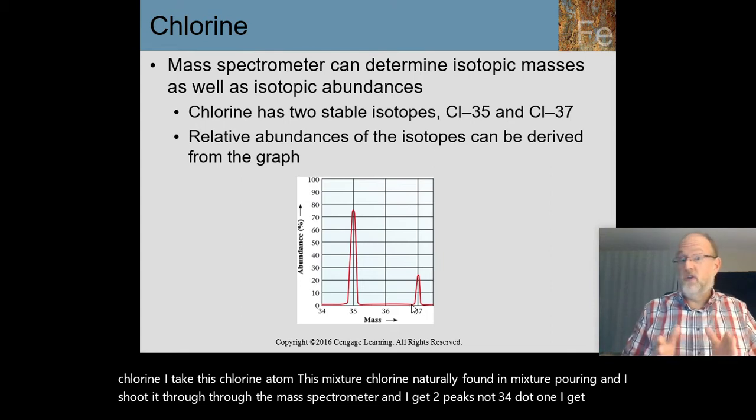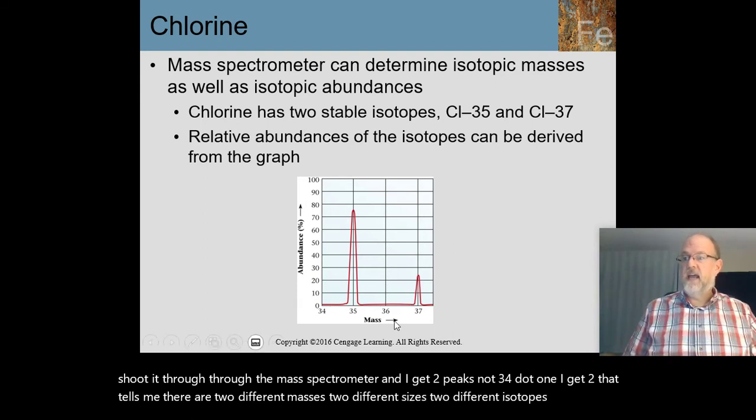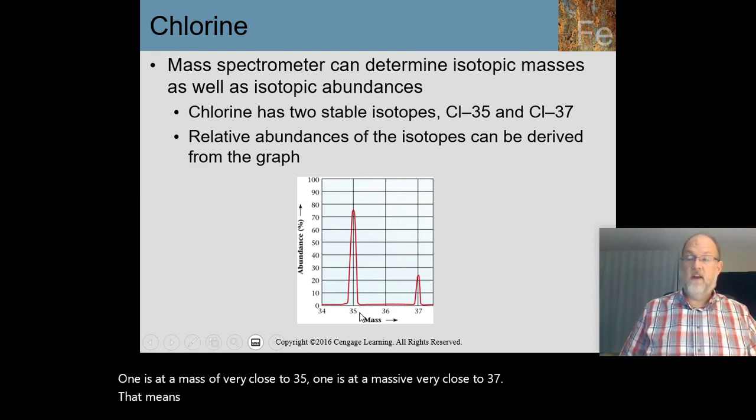That tells me there are two different masses, two different sizes, two different isotopes of chlorine. One is at a mass of very close to 35, one is at a mass of very close to 37. That means I have chlorine 35 and chlorine 37 in my sample.